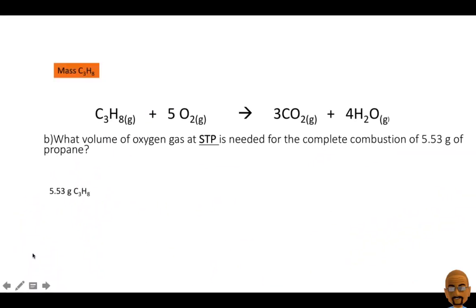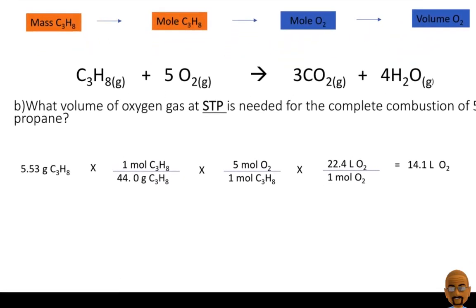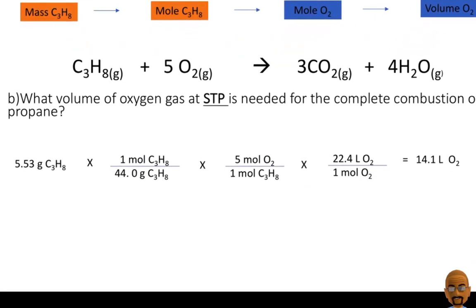So we start with the mass of propane. We'll use the molar mass to get to moles of propane. At this point, we'll use the mole ratio of oxygen to propane. And lastly, to get from moles of oxygen to volume of oxygen at STP, we'll use the 22.4 liters per mole relationship. And we've seen this particular type of problem many, many times before.